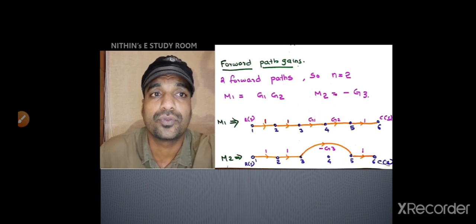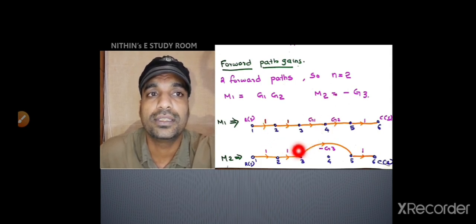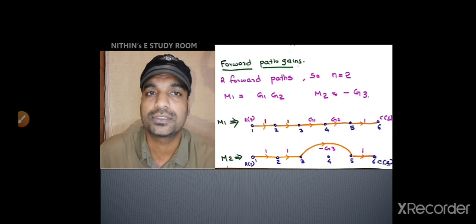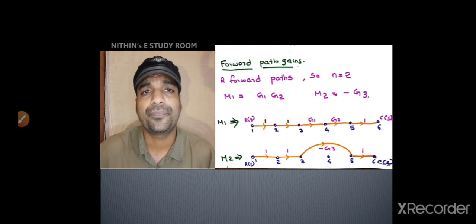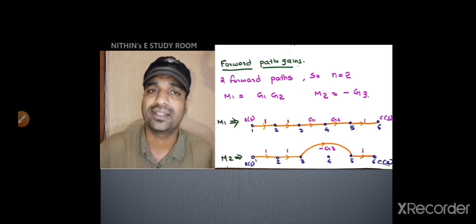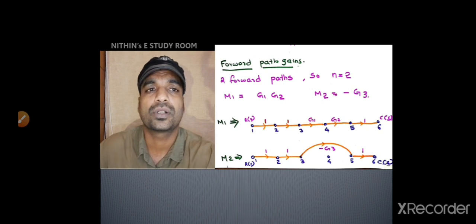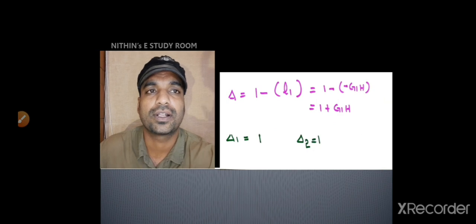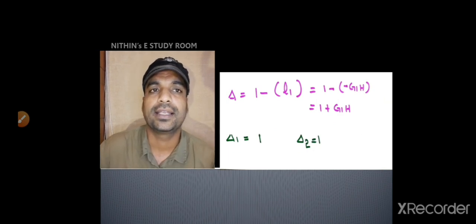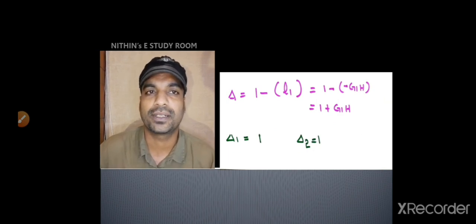Sorry, not 2 to 4. It lies in between 4 to 2. It was loop 1. So this loop completely touches the first forward path. So the term L1 becomes 0 in delta 1. So the delta equation was 1 minus L1 and L1 is touching the first forward path. So delta 1 becomes 1 only.